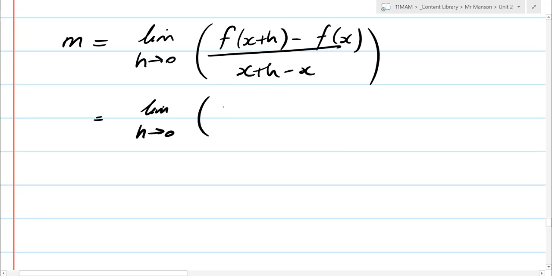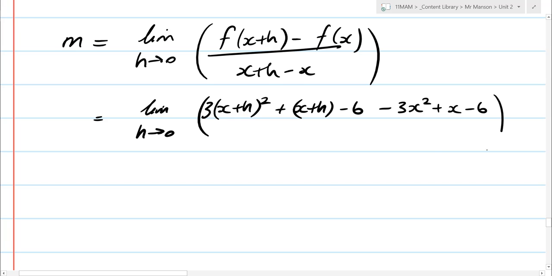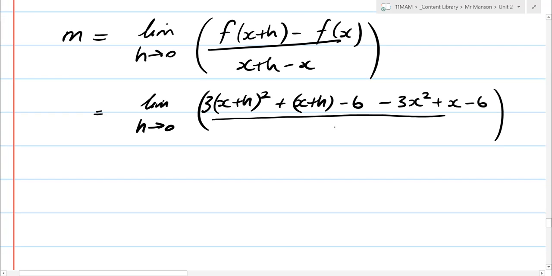Stop me if you need me to stop, but I'm going to be reasonably quick on it. 3(x plus h) squared plus (x plus h) minus 6. That's my f of x plus h, minus f of x, which is 3x squared plus x minus 6, all over h.